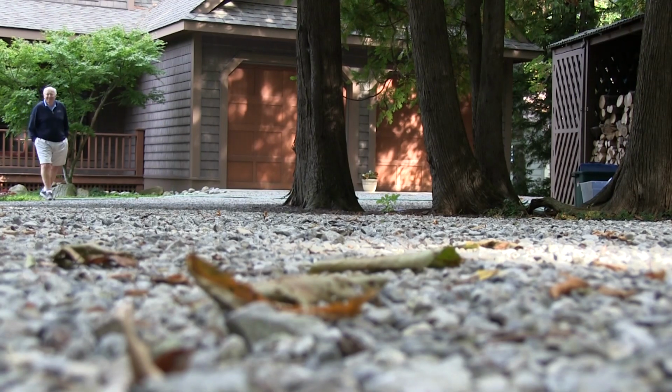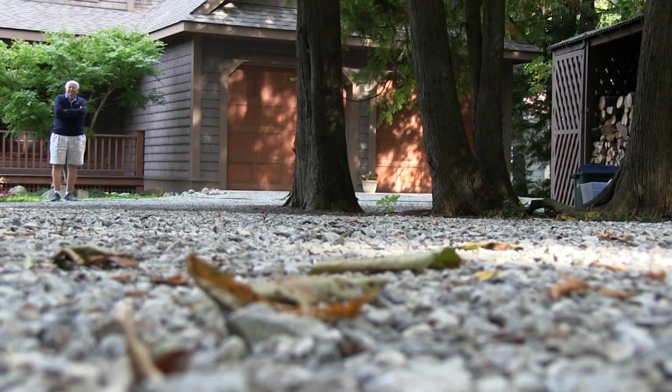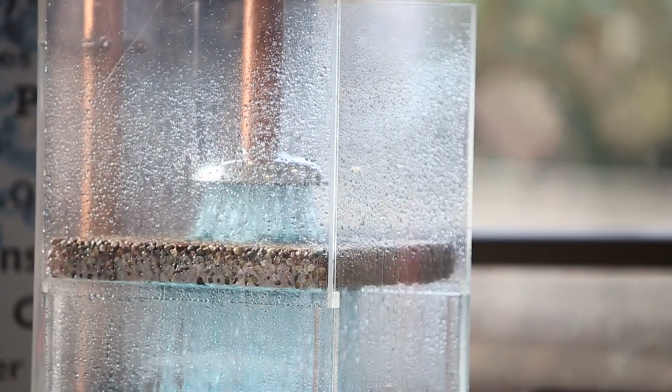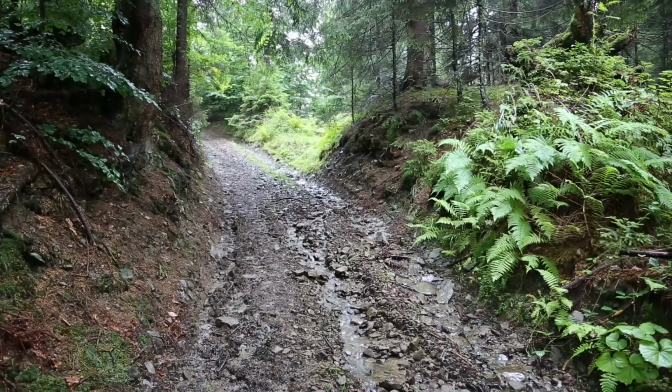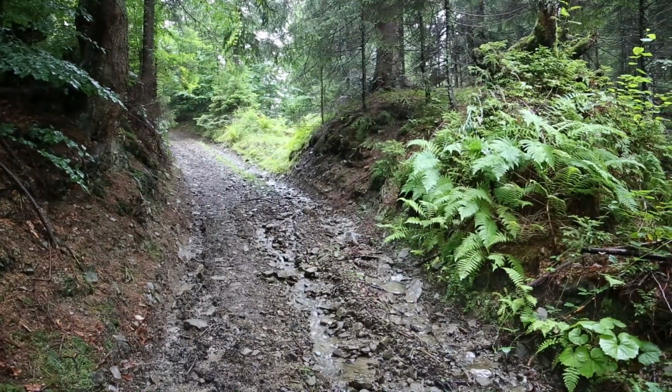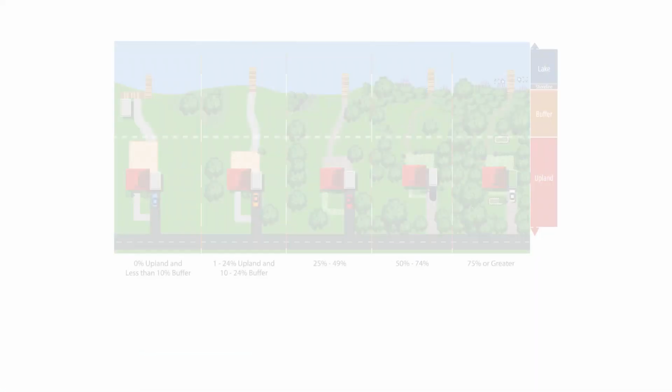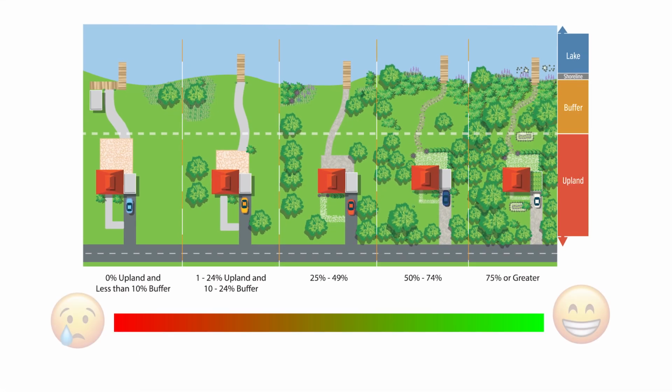You can also reduce stormwater by using alternative materials, such as permeable pavements, which allow stormwater to soak into the ground. Keep or replant native trees, shrubs, and flowers to provide habitat and absorb and filter stormwater before it gets to the lake. The more natural vegetation, the better.